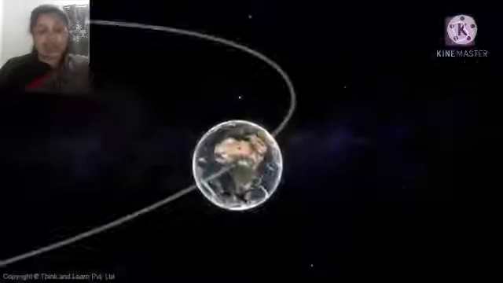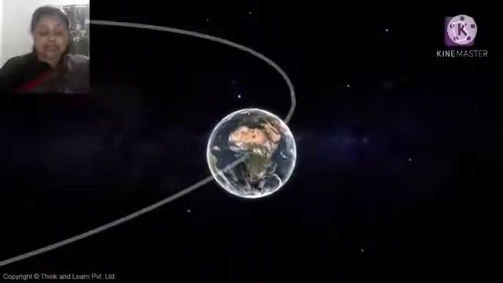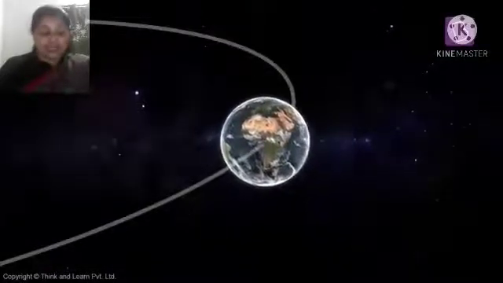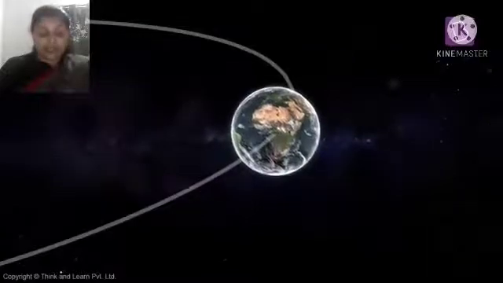Earth spins on its axis once every 24 hours. Earth's axis goes from the North Pole through Earth's center to the South Pole, and that is tilted. It has a tilt of 23.5 degrees.